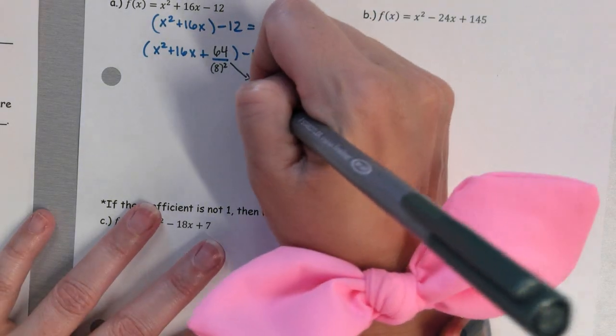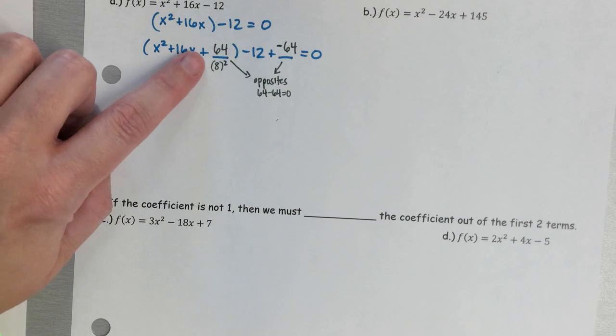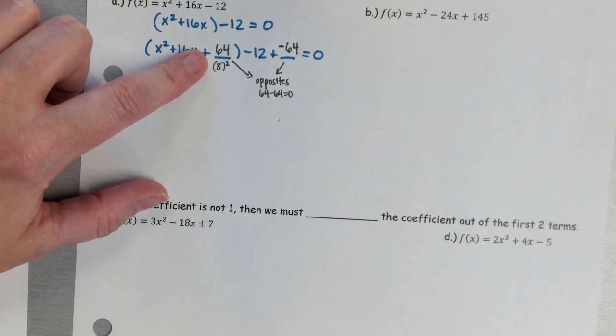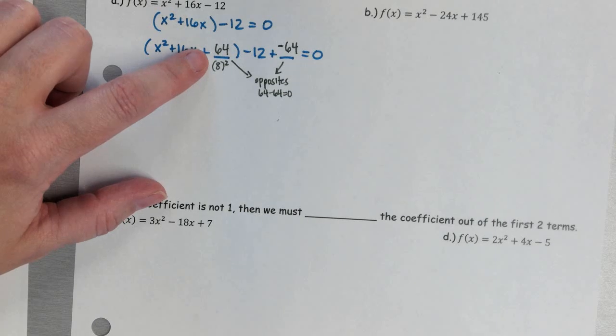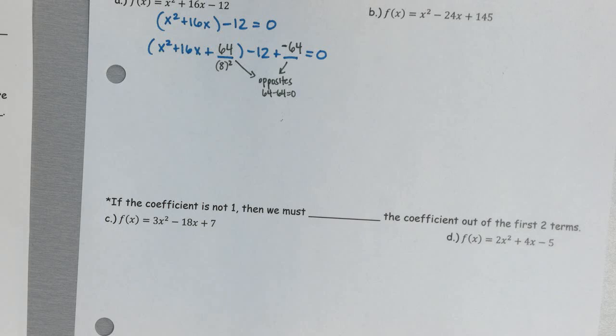Okay, and the reason why is because 64 minus 64 equals 0. So really, did I change the value of this if these are going to make 0? No, right? If I add 0, it doesn't change it, and that's what I did. The reason why I'm rewriting it in this form is so that I can factor using my special pattern.